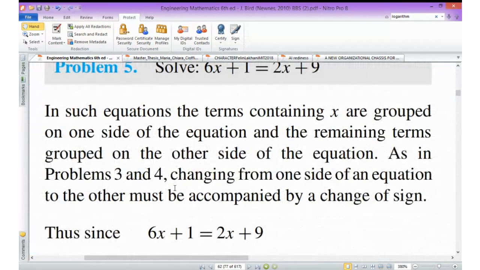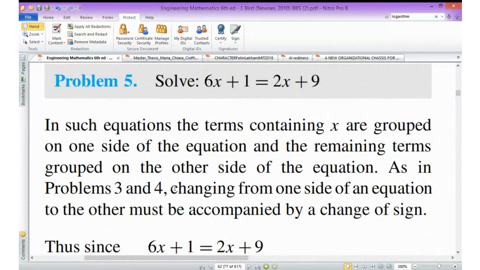So let's look at problem 6. Is a little bit different. Solve 6x plus 1, which is equals to 2x plus 9. So what you just need to do is very simple. Put the like terms together. I think we also talked about like terms in our previous class. Put the like terms together.